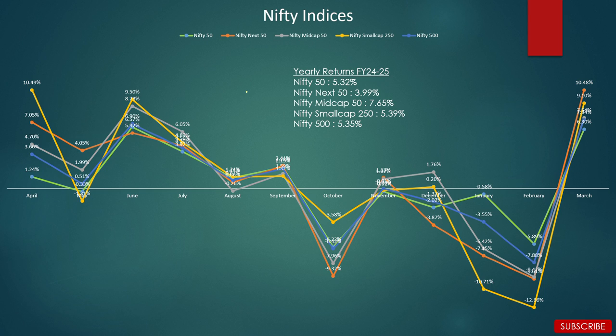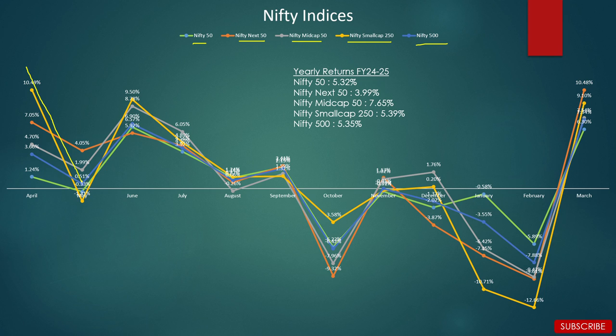So this graph shows the returns of 5 major Nifty indices across the year. Nifty 50, Nifty Next 50, Nifty Mid Cap 50, Nifty Small Cap 250, and Nifty 500 are the 5 indices that I have included in this graph. April was a very good month. So the year started with a good note.